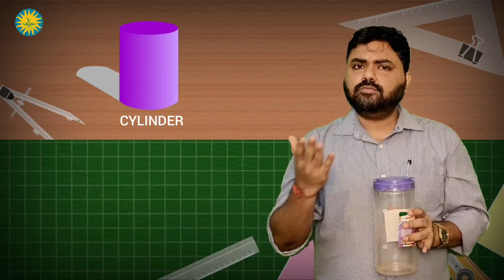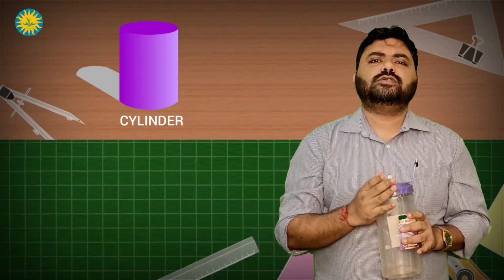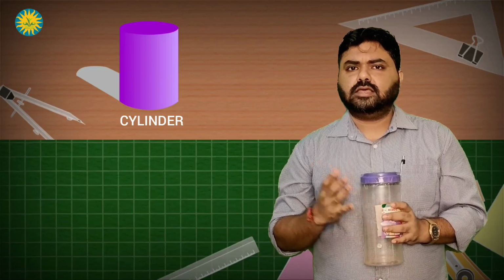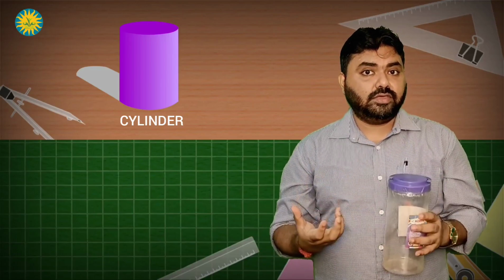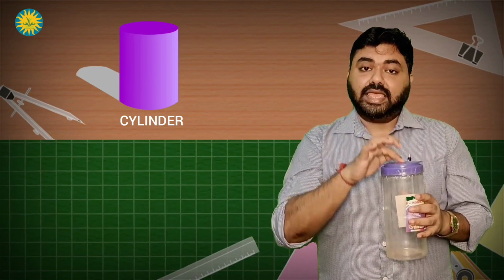Okay, same with the units. The total surface area as well as the curved surface area is expressed in square units, whereas the volume, that is the 3D figure, that is area into height, is expressed in cubic units.